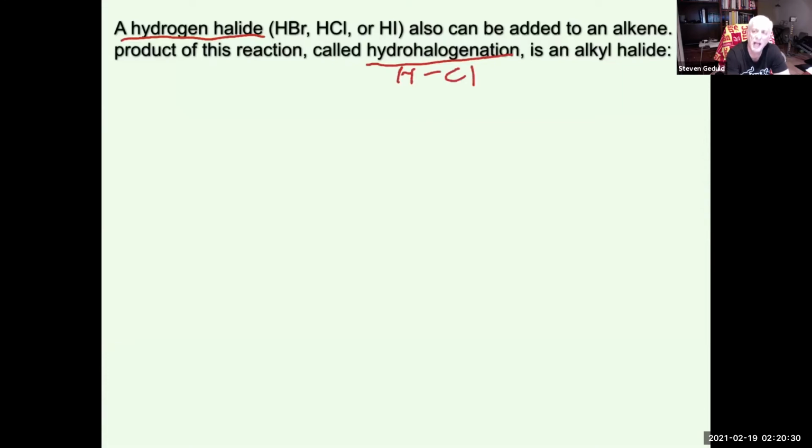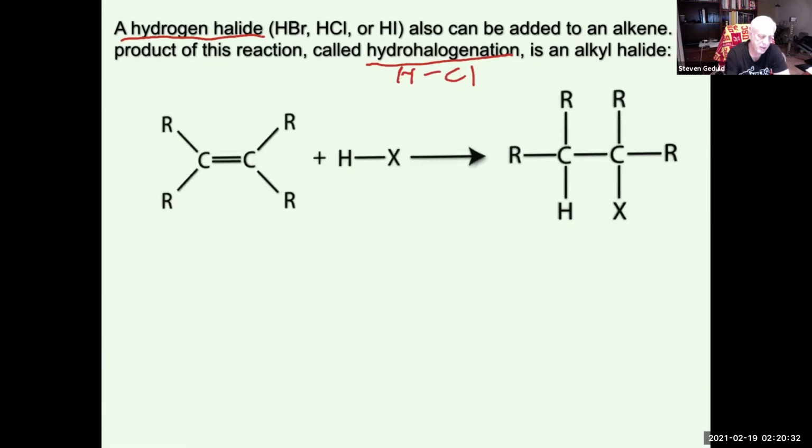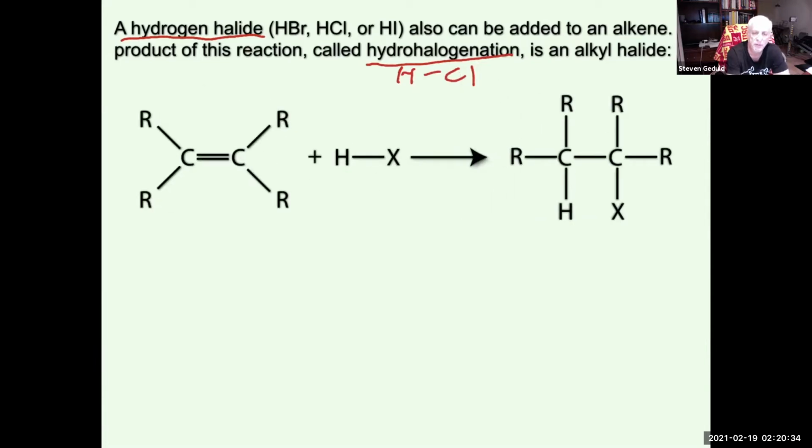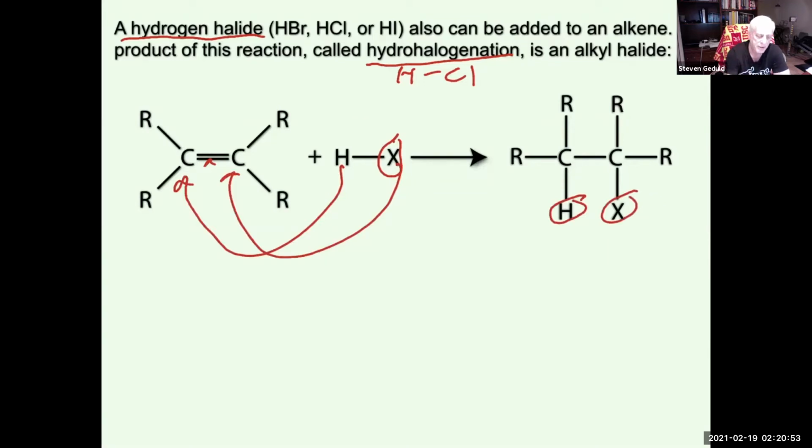So hydrohalogenation. Okay, so here's our double bond again for our reaction. And X represents a halogen, chlorine, bromine, fluorine, or iodine. Any one of those, take your pick. Okay, so what happens is this double bond opens up, the H goes to one, and the X goes to the other one. So here's the H, there's the X. Your double bond opened up for that. Okay, they both attack the double bond. That's a simple reaction. Okay, it's not as complex as the alkynes.